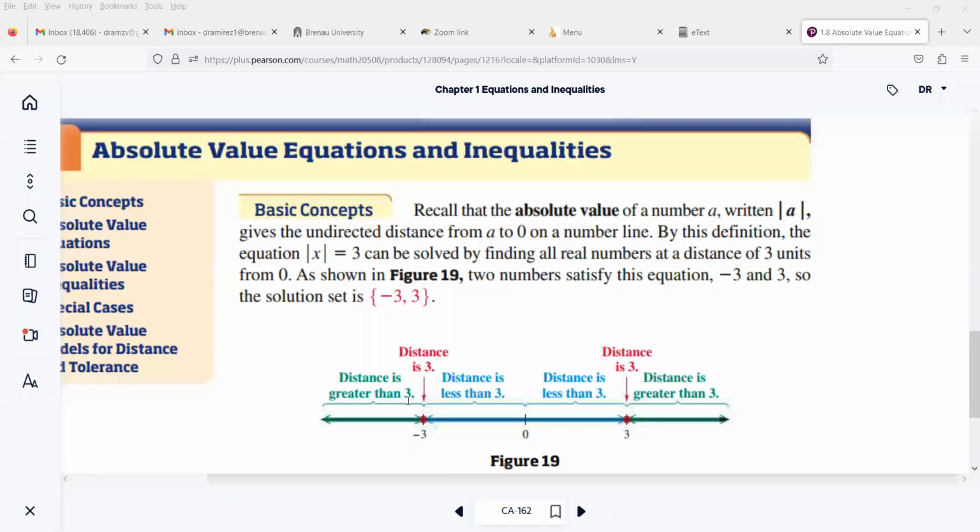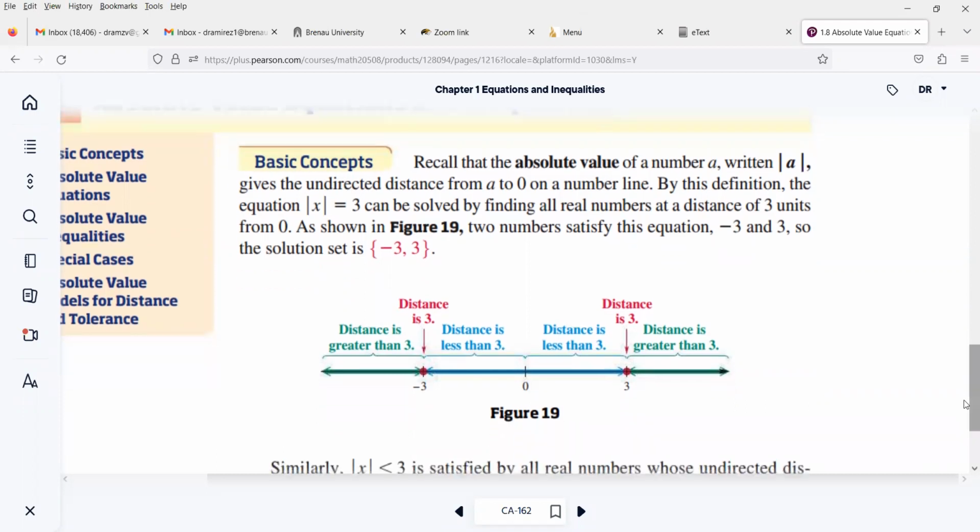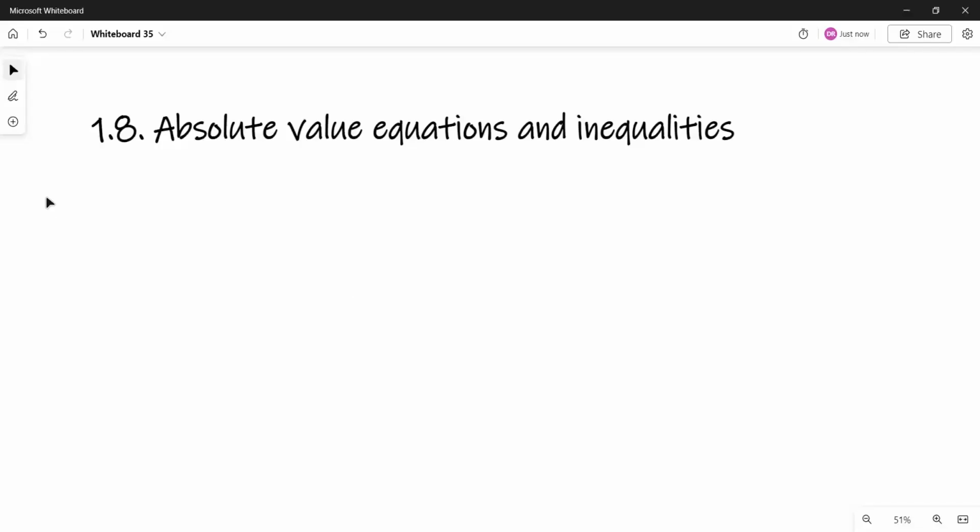Recall that the absolute value of any number A, written A within bars, gives the undirected distance from A to 0 on a number line. By this definition, the equation absolute value of x equals 3 can be solved by finding all real numbers at a distance of 3 units from 0. So you can see the absolute value as the distance of a number on a number line from 0.